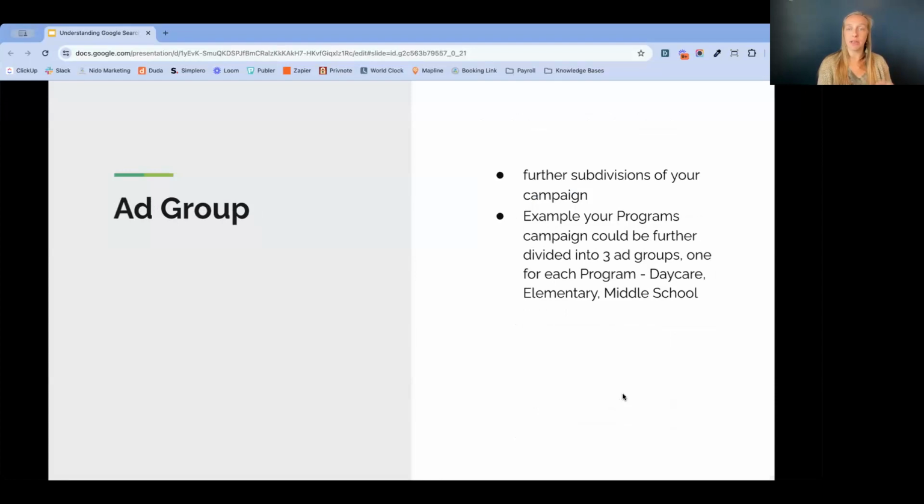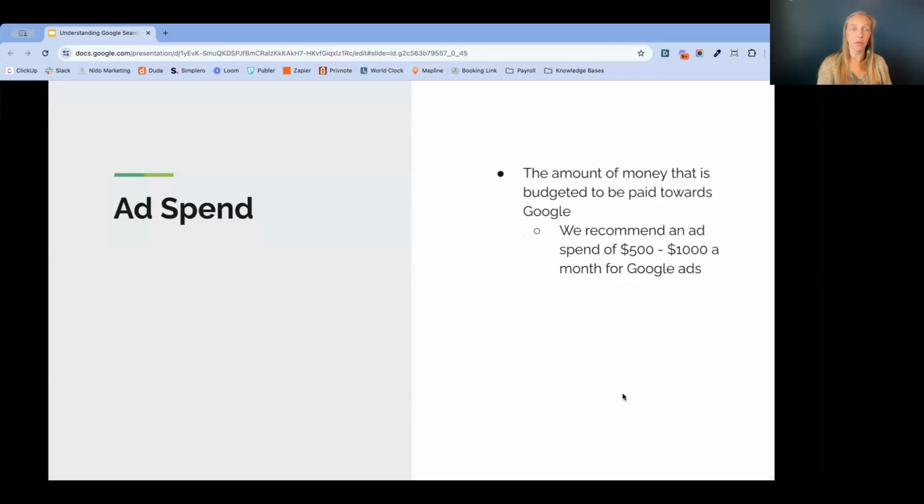So ad groups are a way that we further subdivide your campaign. Think about it: you have your account, you have your campaign, and then you have your ad groups that can go in there. An example for your programs campaign would be that it could be further divided into 3 ad groups: one for elementary, one for middle school, one for primary. That would be how we could divide that into ad groups.